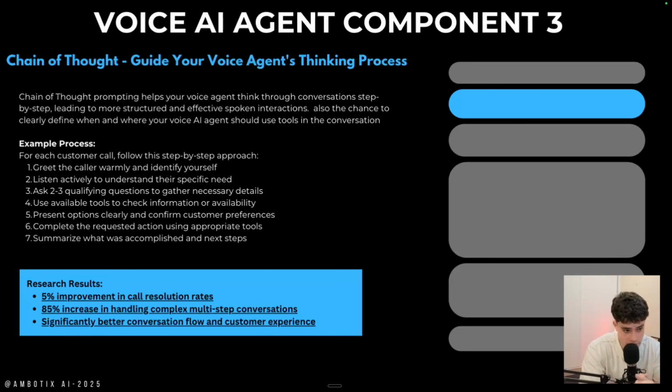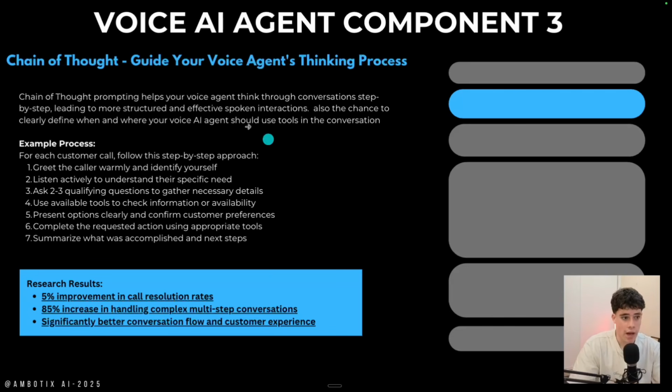Research results on this showed a 5% improvement in all call resolution rates, 85% increase in handling complex multi-step conversations, and a significantly better conversational flow and customer experience. So again, by combining all of these things, this allows us to prompt our voice AI agents effectively. And I thought I'd make a video because this is such an important thing in voice AI agents, and it's why a lot of voice AI agent projects fail as well.